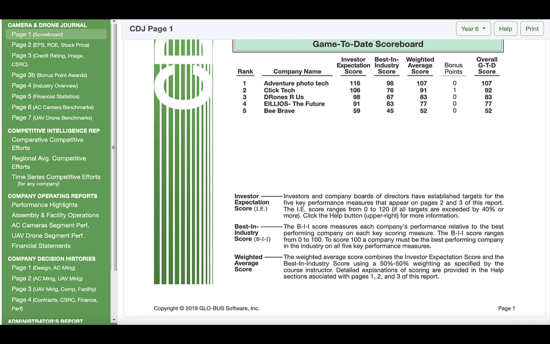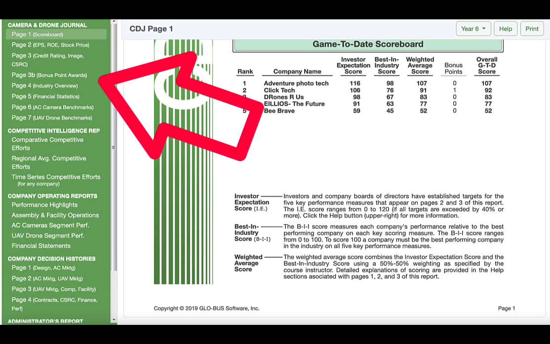Now, what you need to make sure is you are reviewing all the different pages. Okay, so this is page 1 of the scoreboard. You got page 2, earnings per share, return on equity, stock price. I'm not going to show you each one. You need to go through each one and look at them.